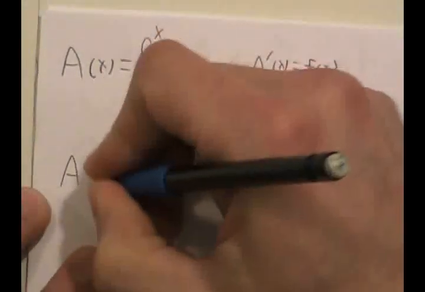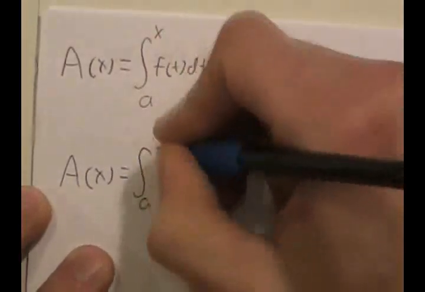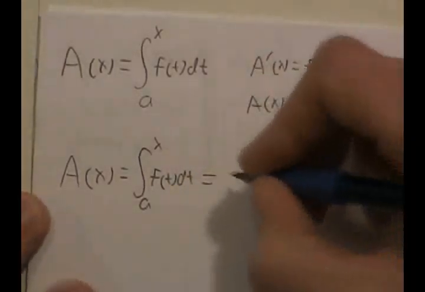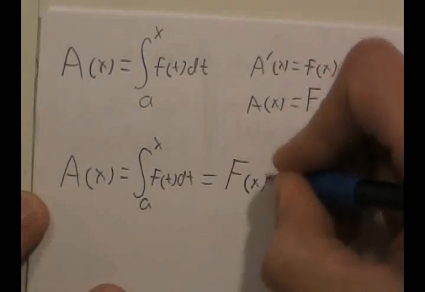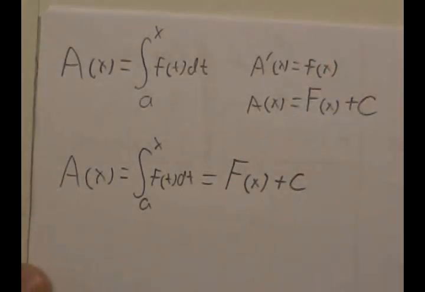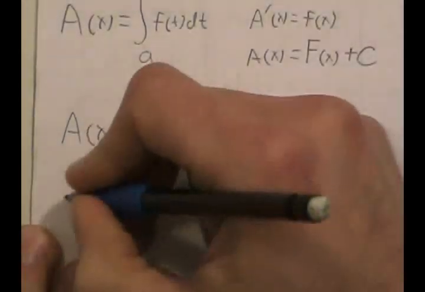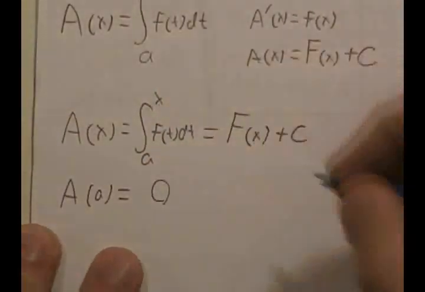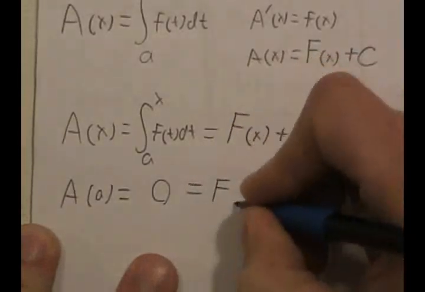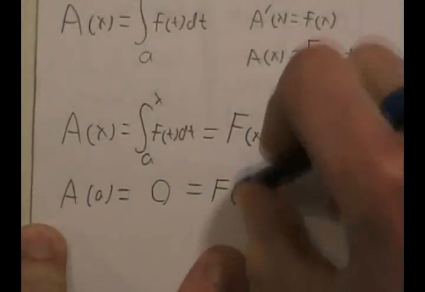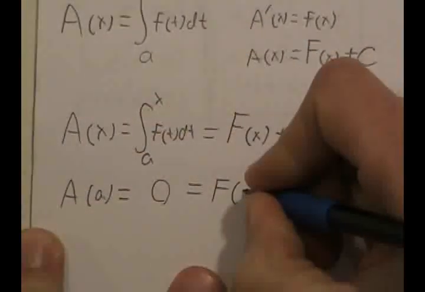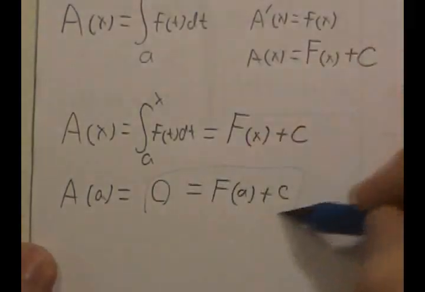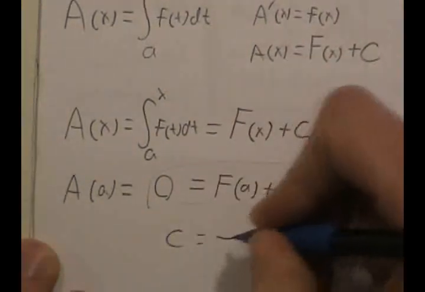So we have a of x, which equals the integral from a to x of f of t dt, actually equals some antiderivative of f plus a constant. How do we figure out what that constant is? Well, we want a of a to give us the integral from a to a, which should give us 0. So that's going to equal big F of a plus c. Therefore, from this equation, the constant must be minus big F of a.